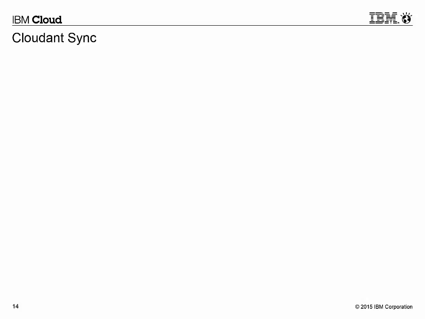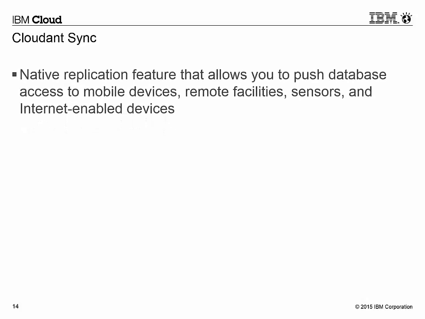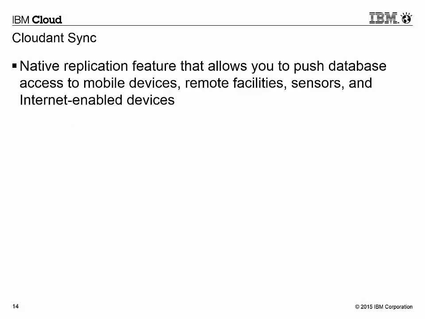So now let's look at Cloudant Sync. This is a built-in replication feature that allows you to have distributed copies of your database in mobile devices, remote facilities, sensors, and any internet-enabled device or server.